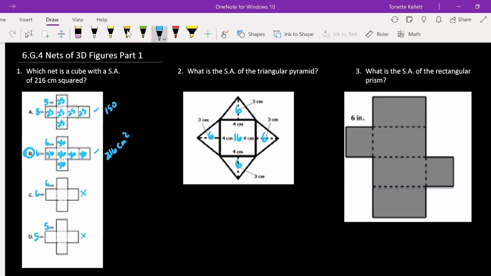So 6 plus 6 is 12. 12 plus 12 is 24. So you have 24 and you have 16. And if you add those up, you would get 40. That's 40 centimeters squared.